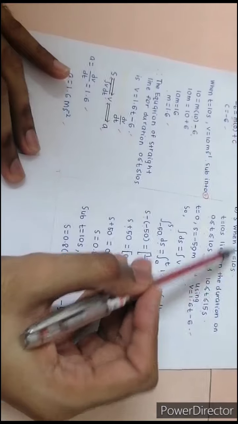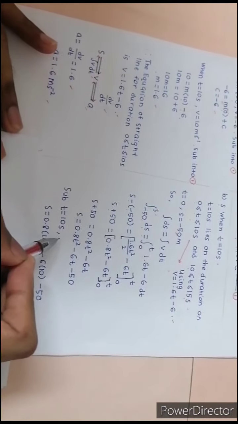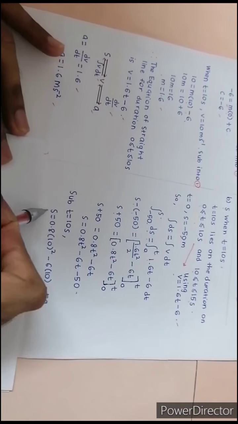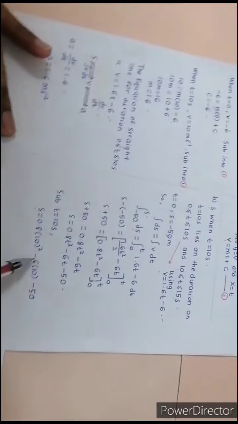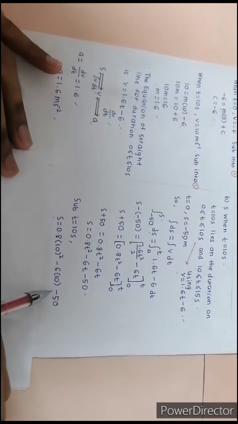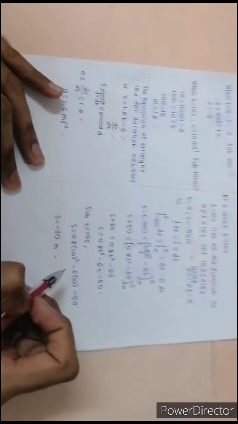So we need to find the displacement when t equals 10 seconds. Substitute 10 seconds into this equation. You will get s equals 0.8 times 10 squared, minus 6 times 10, minus 50. You will end up with displacement equals negative 30 meters when t equals 10 seconds.